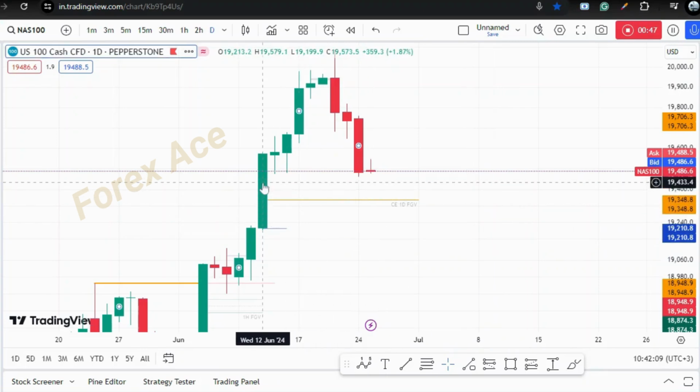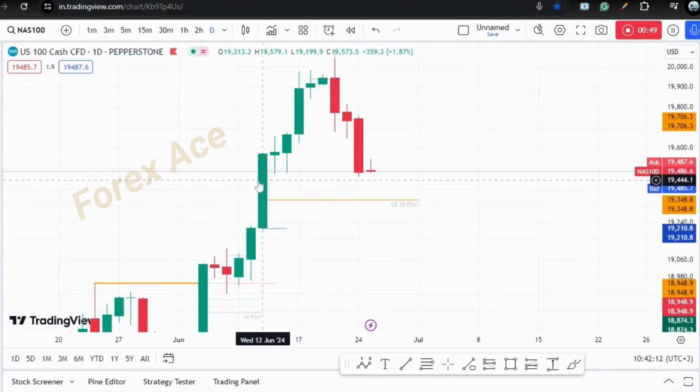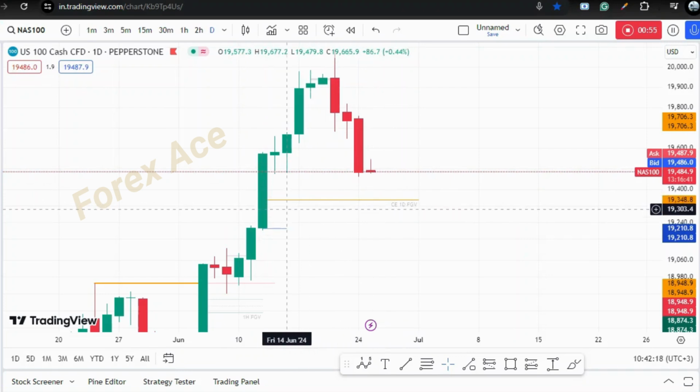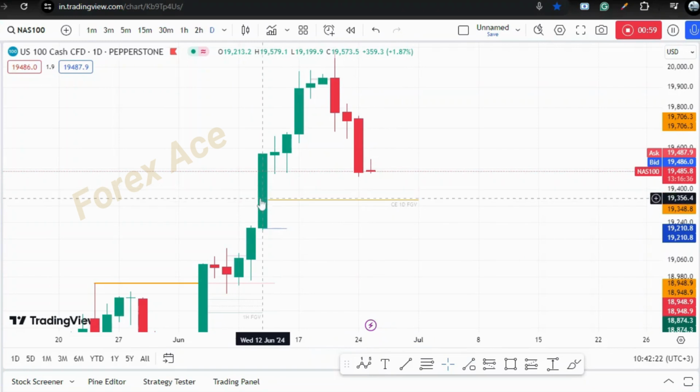we have a fair value gap here. Buy side imbalance. So this line is the midpoint. This is the midpoint of the fair value gap. So I named it 1 day fair value gap. Midpoint of the 1 day fair value gap.